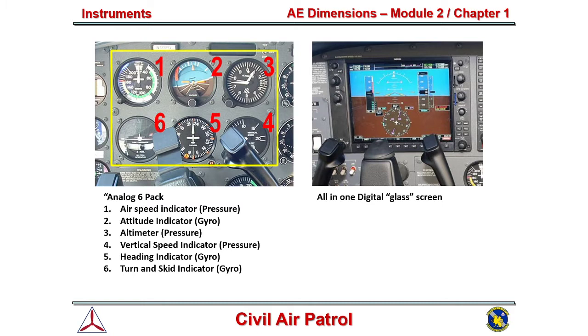The six-pack, if we go around, number one, that's our airspeed indicator. Tells us how fast we're going. Number two is the attitude indicator. It gives us kind of our artificial horizon. Number three is our altimeter. Tells us how high we are.